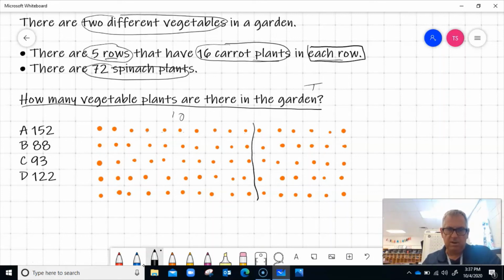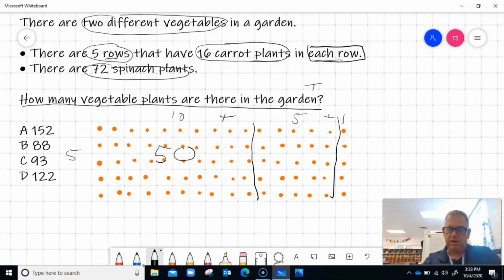That's 10. And I'm not super good at my 6s yet either, but I'm pretty good at my 5s. So I go 1, 2, 3, 4, 5. So that's 5. And that leaves me 1. So basically I decompose 16 into 10 plus 5 plus 1. And I know I have 5 rows. So my first little part of my garden is 5 groups of 10, which is 50.